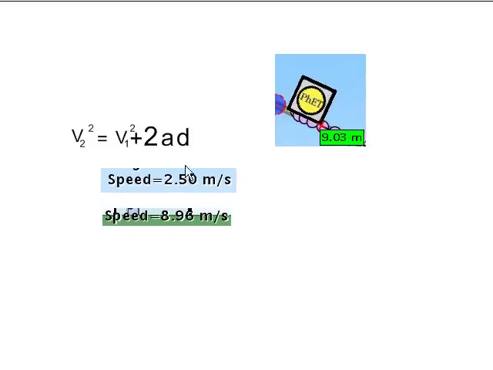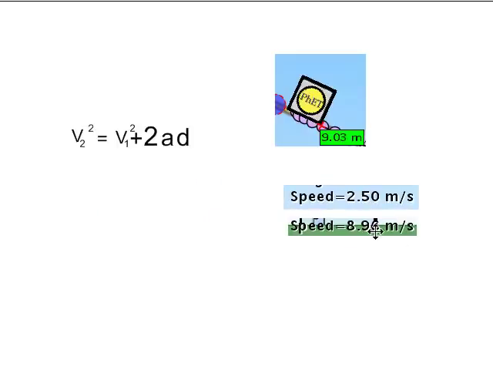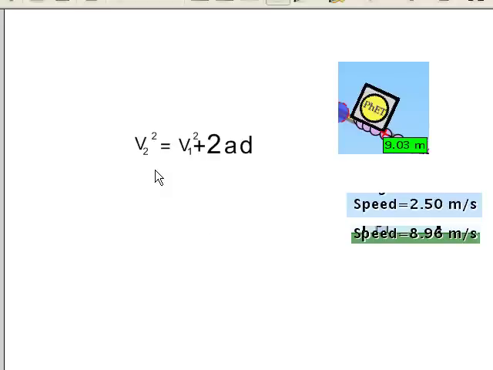Okay, so all I need to do is rearrange this equation a little bit, and Bob is going to be my uncle. So I really just need to isolate A, so I'm going to subtract the first velocity squared from both sides. There we are. And now I have 2AD, and what I'm really trying to do is isolate A, so I can divide by 2D, and that is how I'm going to calculate my acceleration.